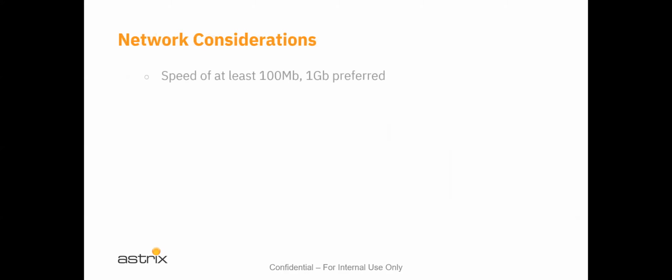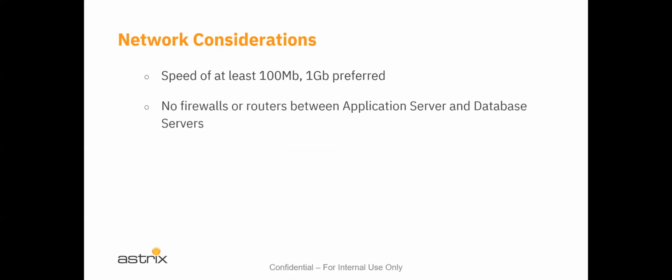So for network considerations, you want to have at least 100 megabits, very least. 1 gig is preferred. You're going to want to have any firewalls or routers between the application server and database servers. Now, in a cloud instance, that's all handled by STARLIMS with their cloud offering. And we talked a little bit about this load balancer, depending on the number of transaction volumes that we're expecting.